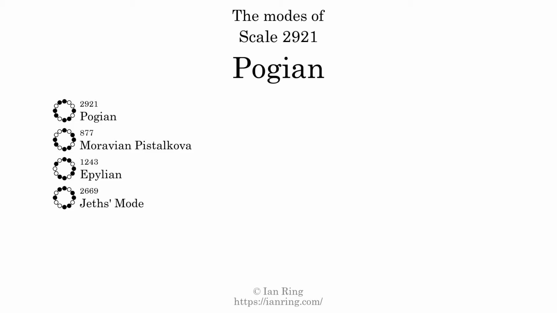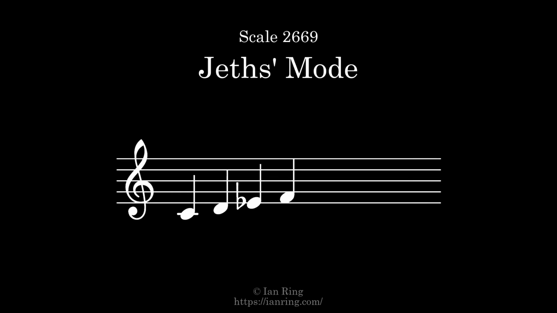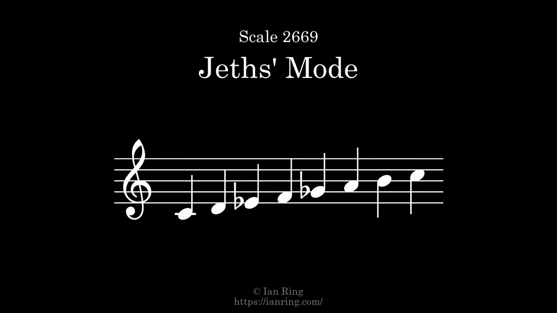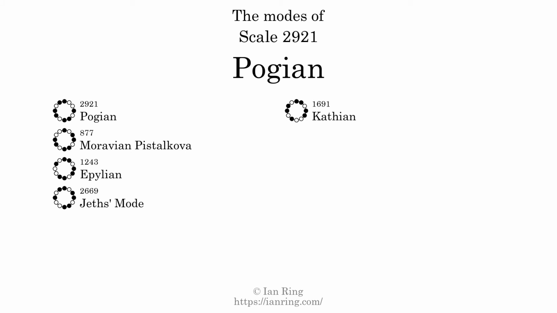The fourth mode is scale 2669, also known as Jeth's mode. It sounds like this. The fifth mode is scale 1691, also known as Kathian. It sounds like this.